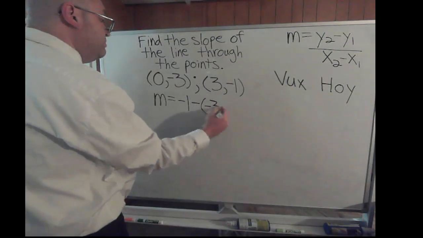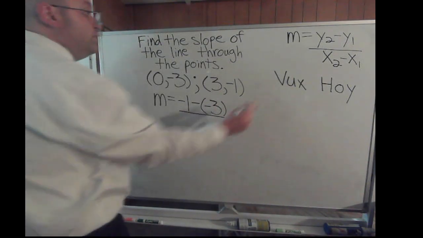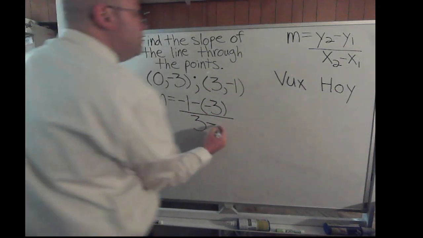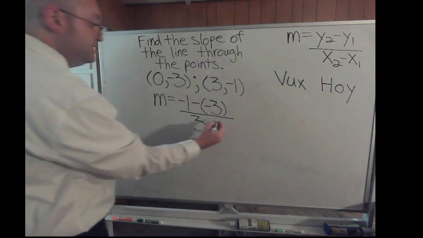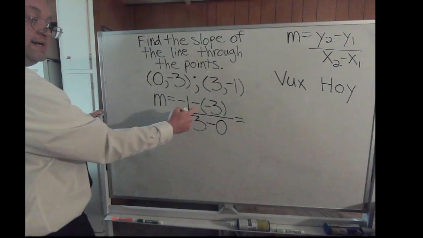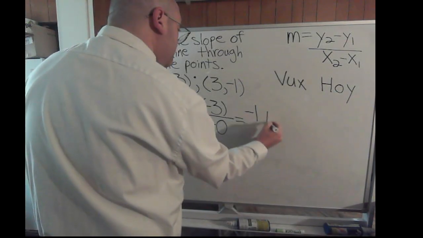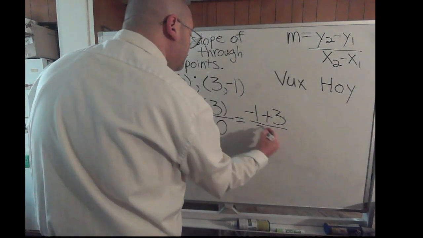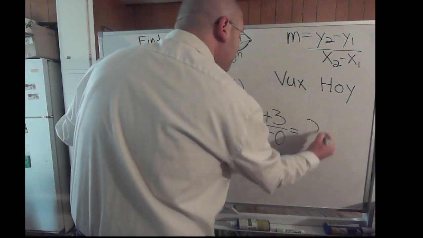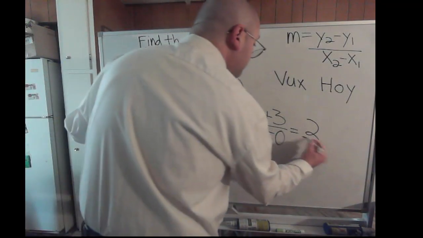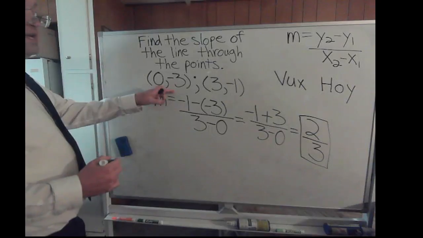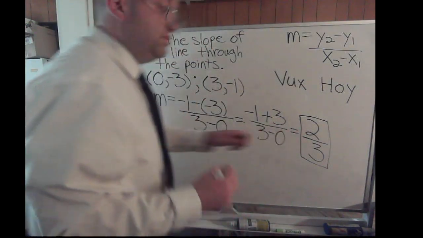So you have negative 1 minus negative 3 over your second x coordinate, which would be 3, minus your first x-coordinate, which would be 0. So you have -1 minus -3. This turns into -1 plus 3, all over 3 minus 0. Well, -1 plus 3, that's equal to 2. 3 minus 0, that equals 3. So your slope for the line running through 0, -3 and 3, -1 is going to be 2/3.